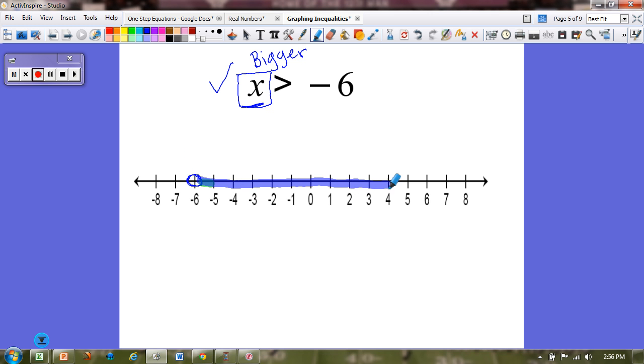So it includes all these numbers that are greater than -6. So I'm going to check myself. Okay, is 2 greater than -6? Yeah, it is. Even if I think about -5, or if I keep on going higher, 8 or so, that still is correct. So I'm able to show everything to the right, and this arrow tells me I'm going to the right.